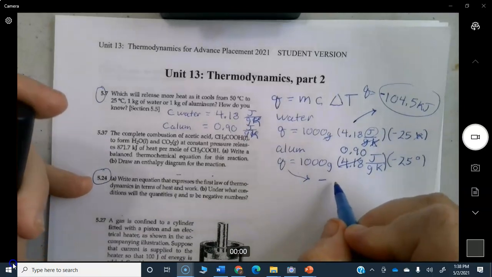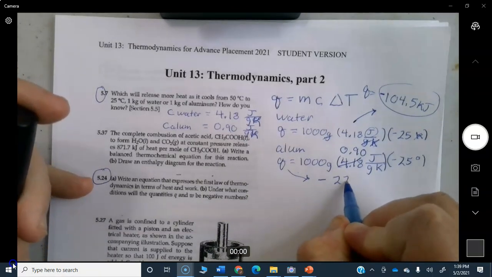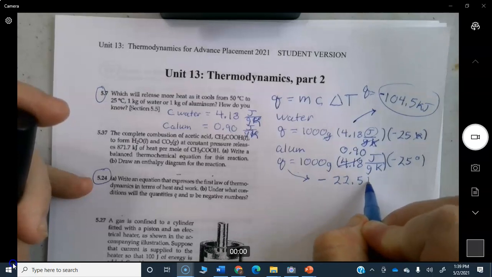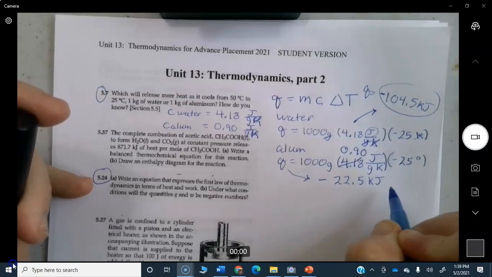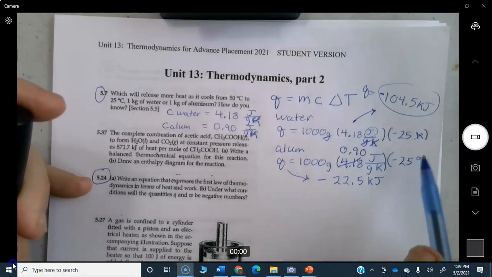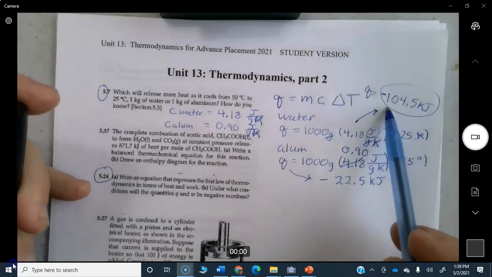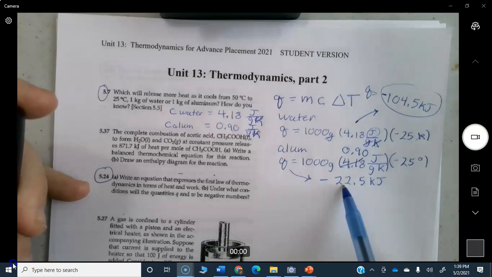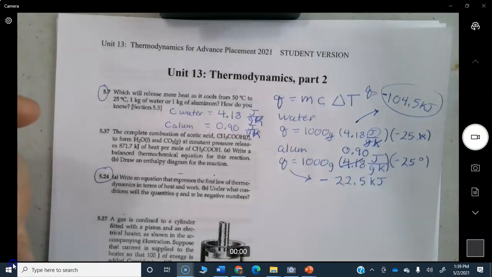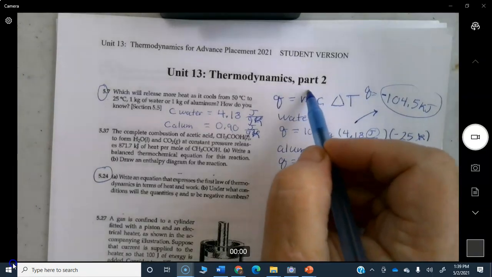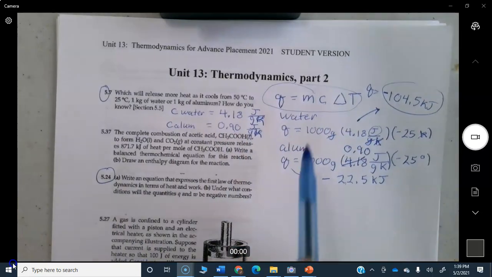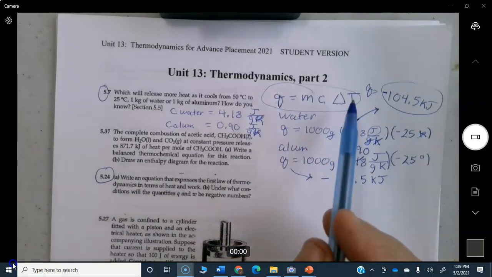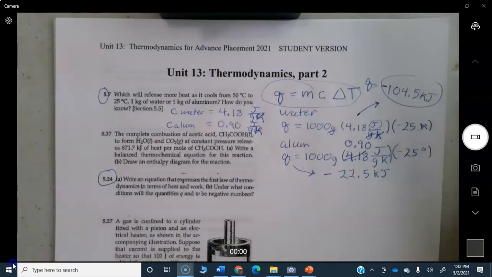Okay, and that's going to be negative 22.5 kilojoules of heat for aluminum. So more heat is released by water, 104, compared to from aluminum, which is 22.5. So the key to this problem is knowing this formula. It's a relationship between heat and temperature.